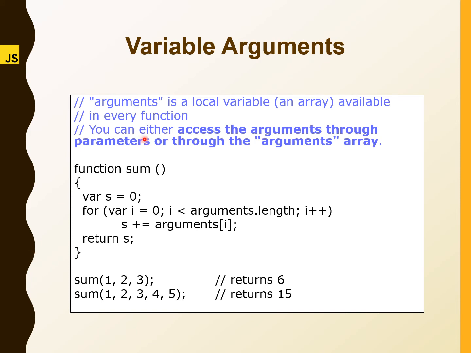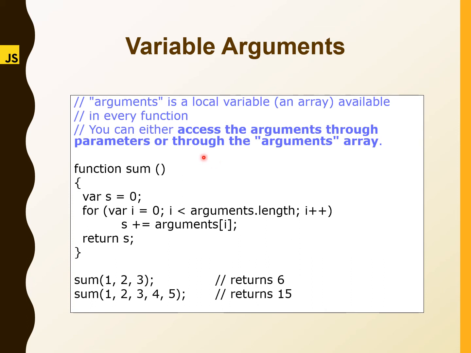Now we can see the different types of variable arguments. Arguments is a local variable, or an array, that is available in every function. So when we call a particular function, if that function code contains some arguments, then those arguments are copied to the parameters of the function.